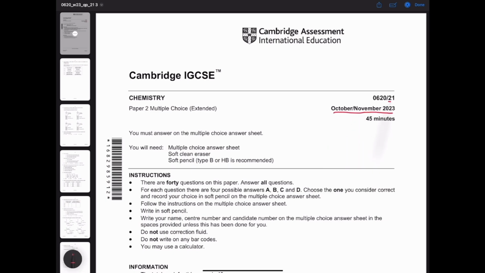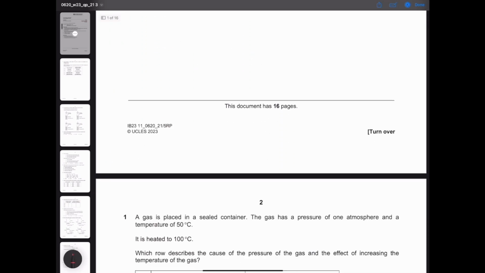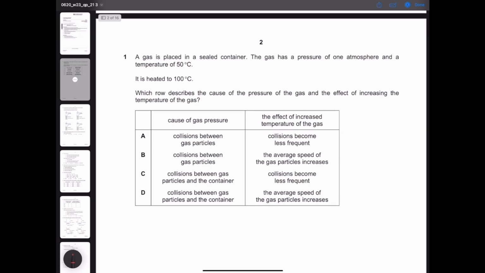The paper we are solving today is IGCSE Chemistry, October-November 2023, paper number 21. Now let's start with the first question. A gas is placed in a sealed container. The gas has a pressure of 1 atmosphere and this much temperature. Now, the volume they are keeping constant because it's a sealed container, but now they're increasing the temperature. We know that temperature is directly proportional to pressure.